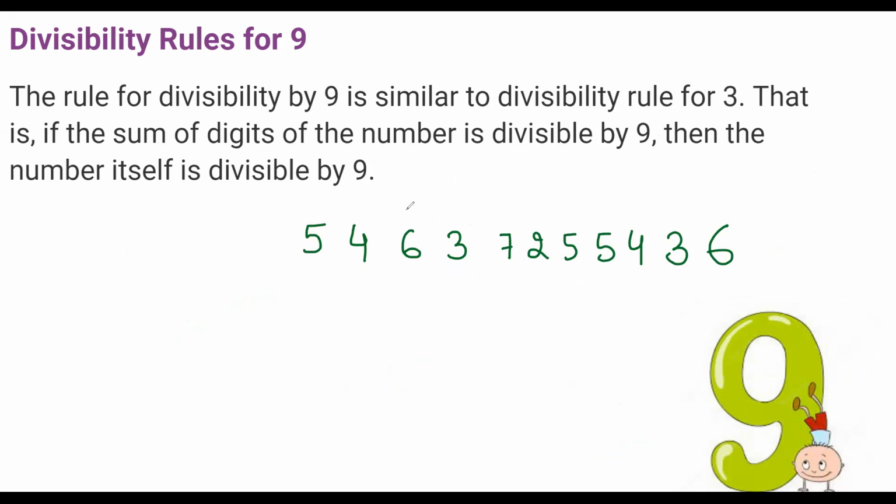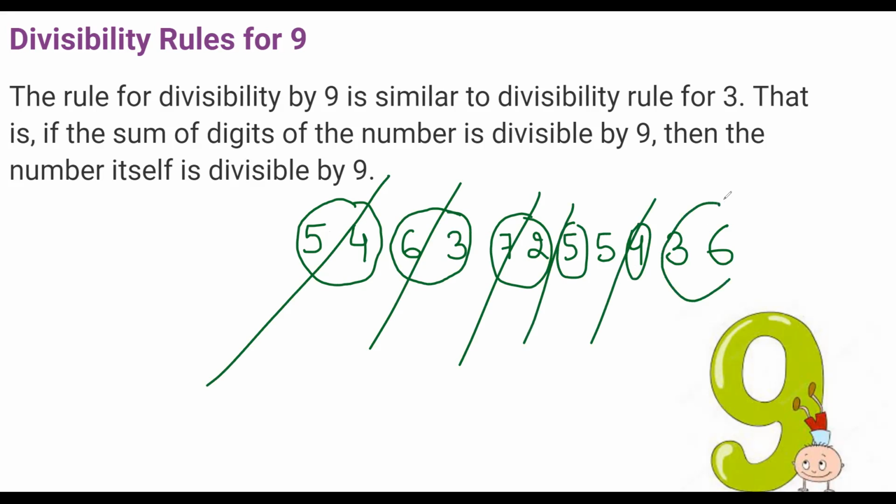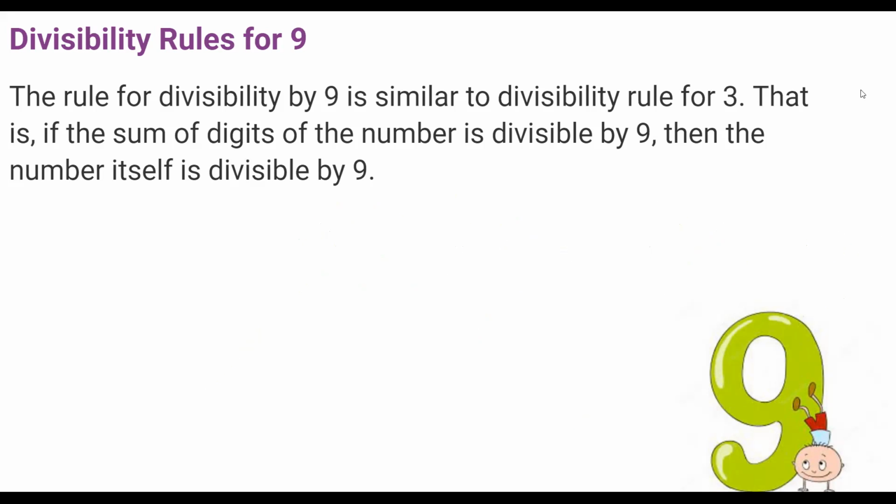Very big number. Okay. So you are searching 9. 5, 4, 9. Cancel. 6, 3, 9. Cancel. 7, 2, 9. Cancel. 5 and 4, 9. Cancel. 6 and 3, 9 cancel. What I'm left with? 5. Is 5 divisible by 9? No. So the number is not divisible by 9. This is much, much easier than the sum rule. You don't have to go for the sum.